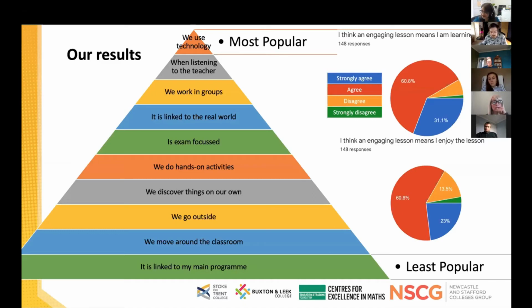We were surprised by some of the results that we collected for this task. Some of the tasks that we considered to be poor for knowledge retention, i.e. listening to the teacher, were considered to be more engaging by the learners than other activities, such as the learners being allowed to discover things on their own.